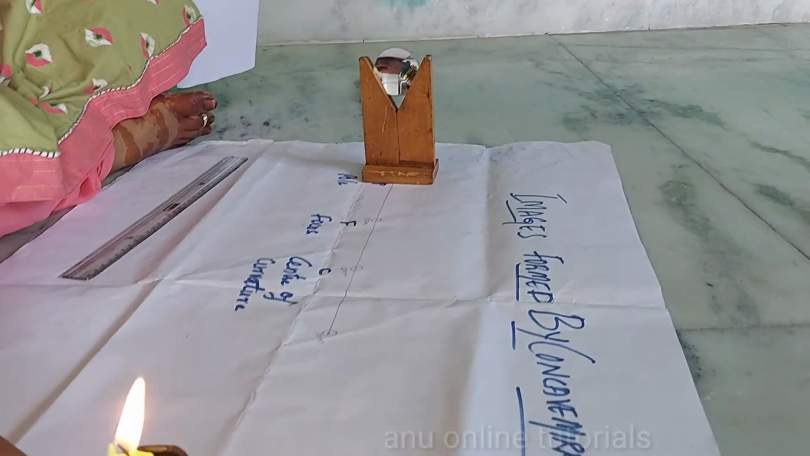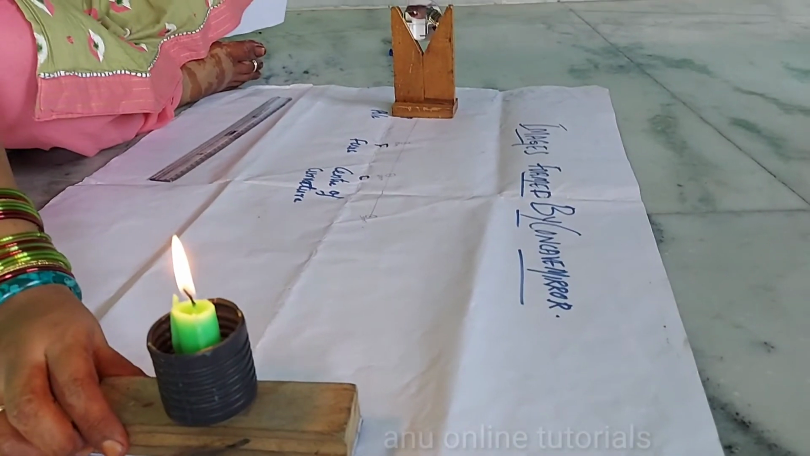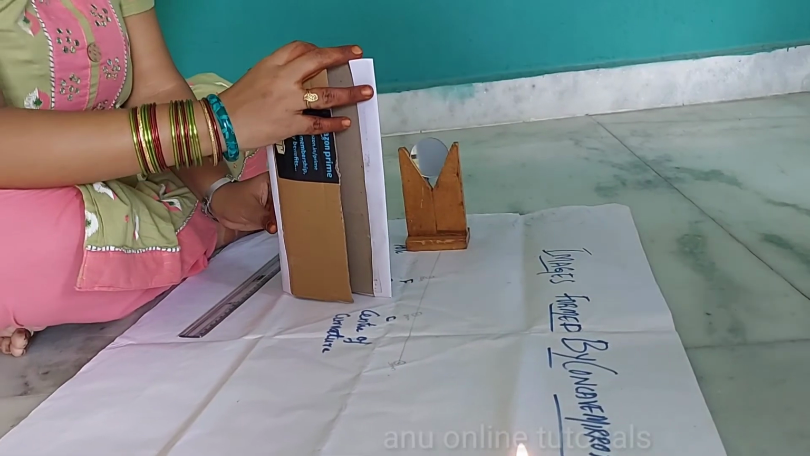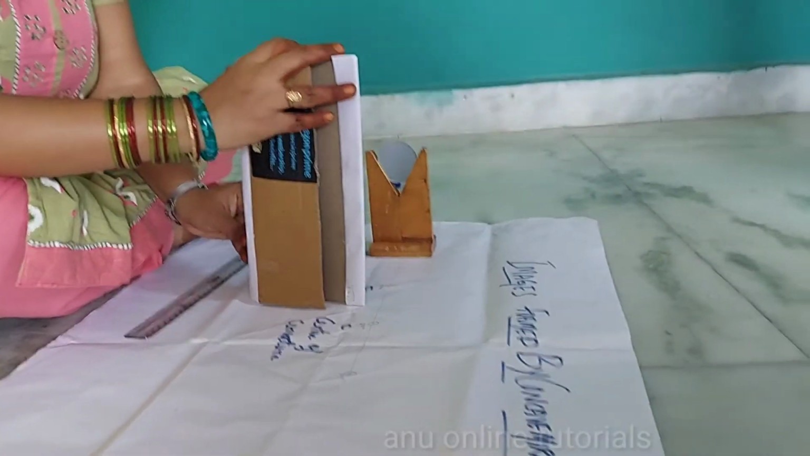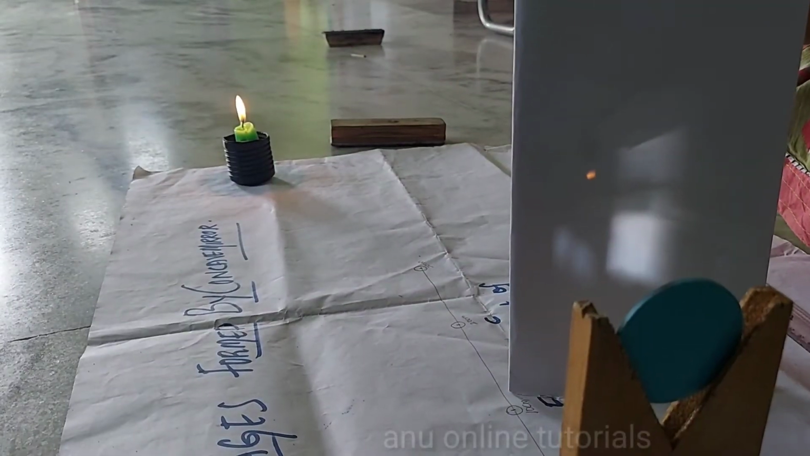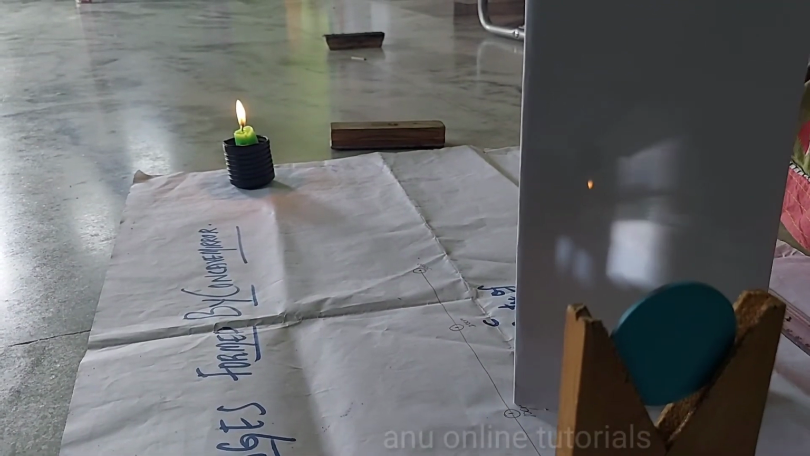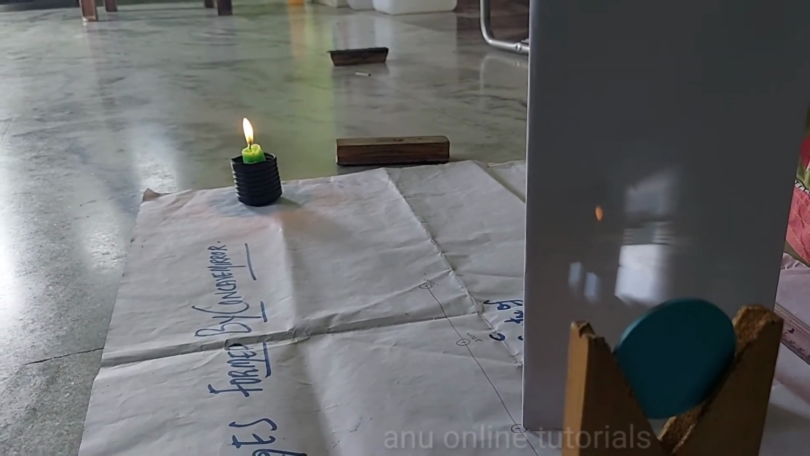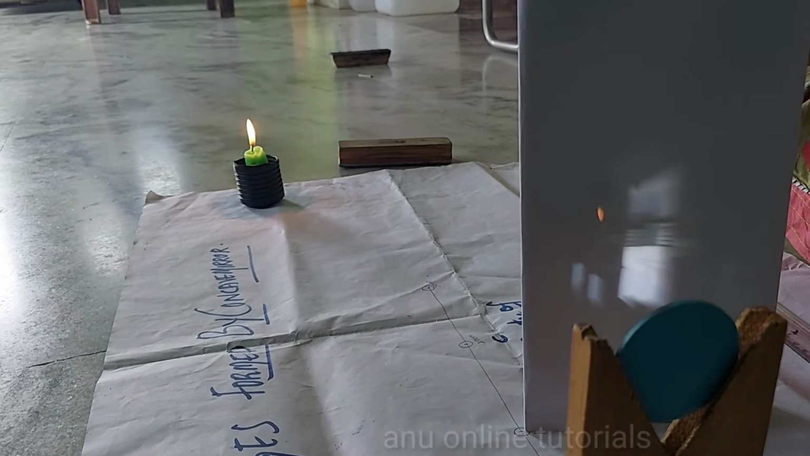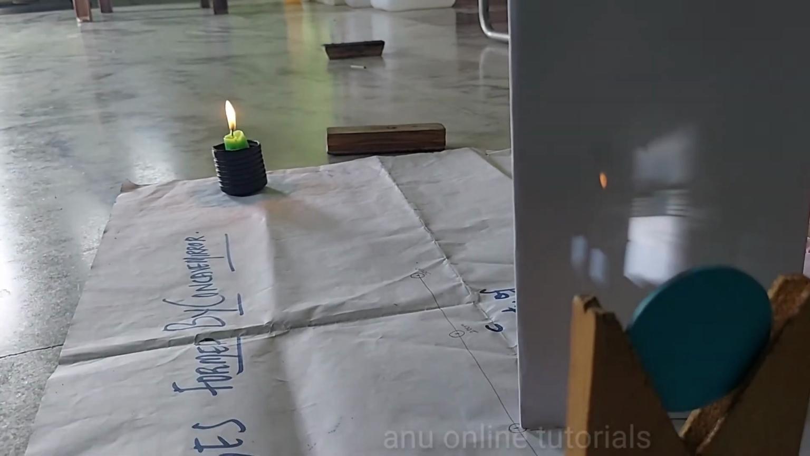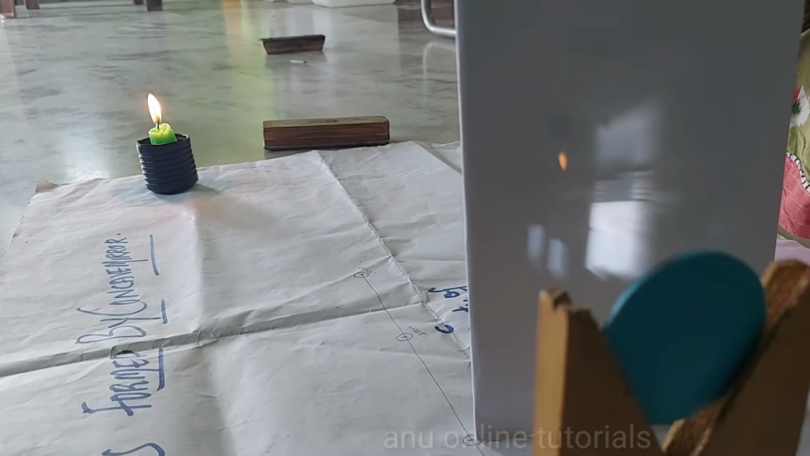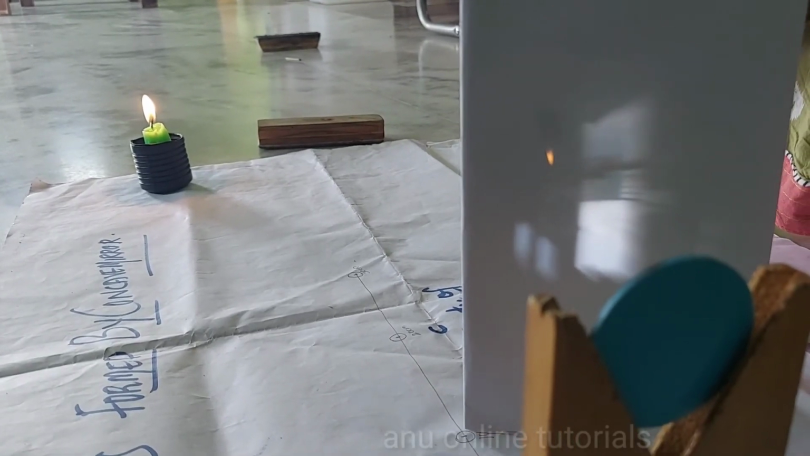When the object is kept far away, at infinity, then the image is formed at the focus. To show you that the image forms at the focus, I am adjusting the screen. Yes, it is done. See how the image is formed. The image is formed at the focus, real and inverted, much smaller than the object, or highly diminished. Diminished means much smaller. You can observe the much smaller image.